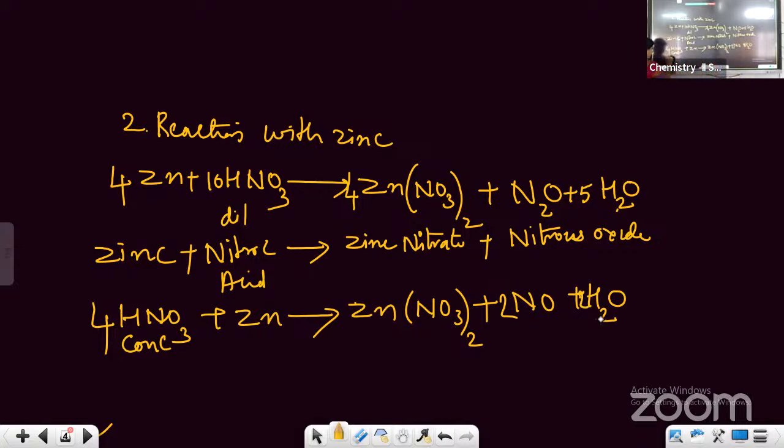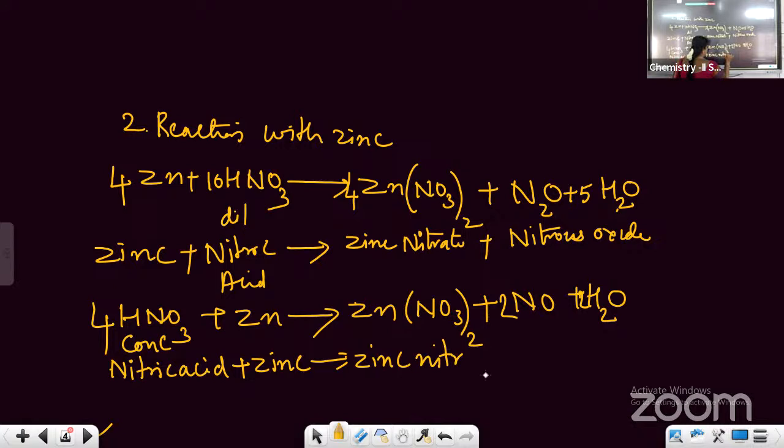Now what is the statement? This is your nitric acid. The names which I am writing below the equation, you take that as the statement: with the zinc to give zinc nitrate plus, what is NO? Nitric oxide. Okay, students, copy down this.